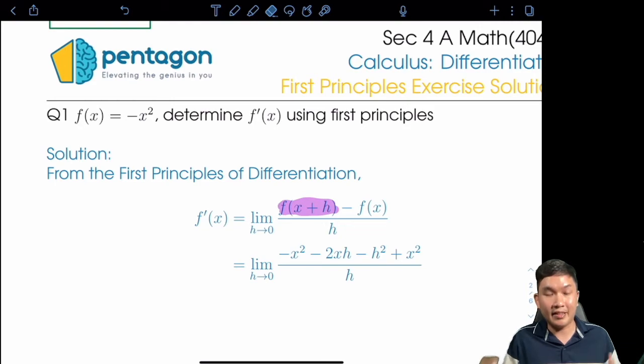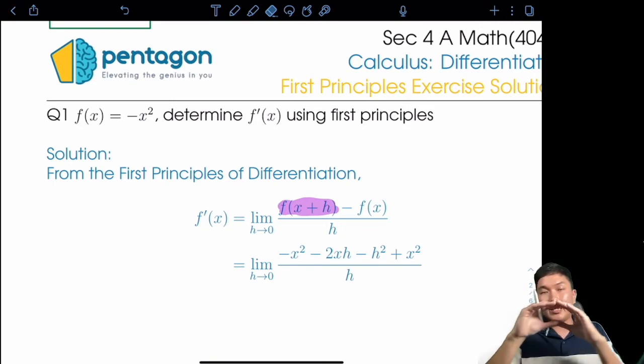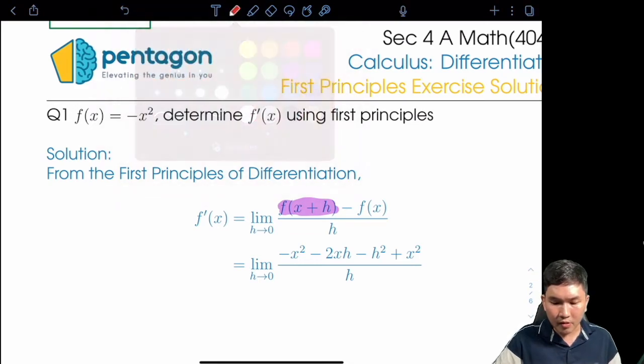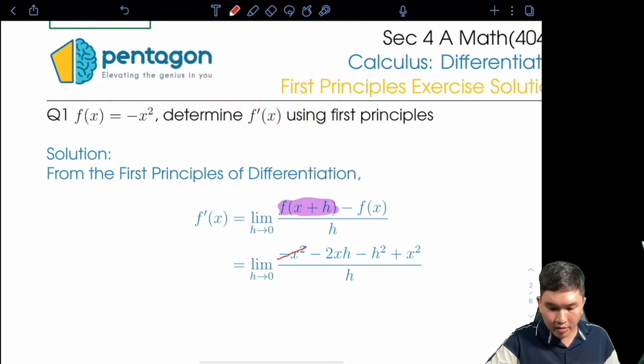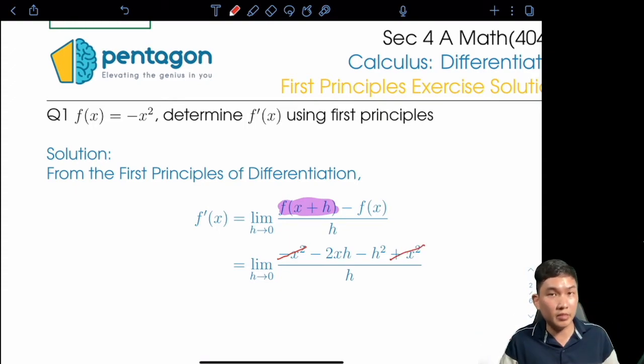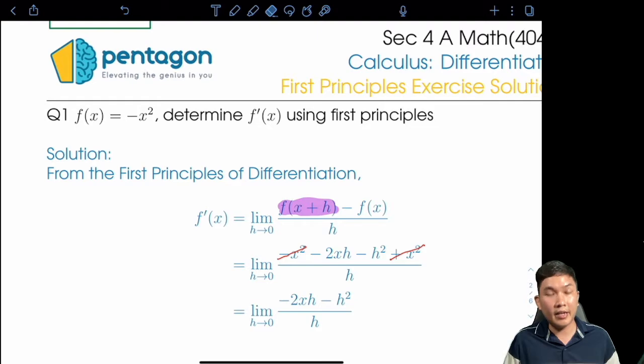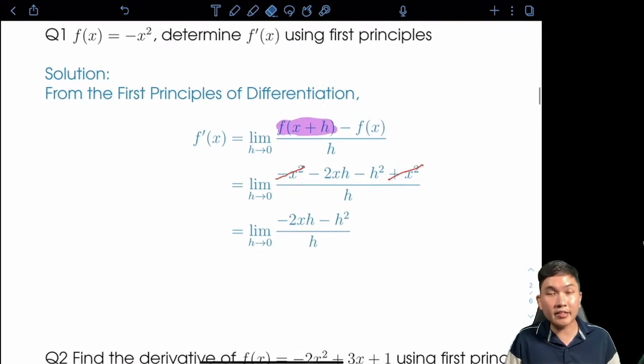Okay, and now that we have fully expanded, fully laid out all the terms in the numerator, it's time to simplify. You might notice that, hey, this is a negative x squared, this is a positive x squared. Together, they become 0. We can leave that out. So in the next line, what we have left are the remaining terms.